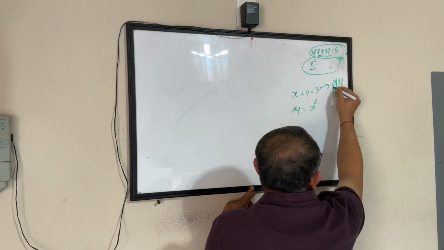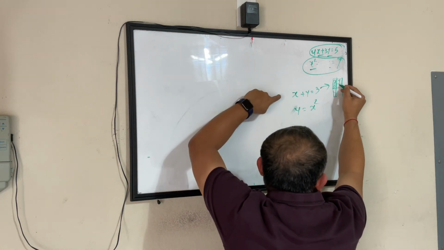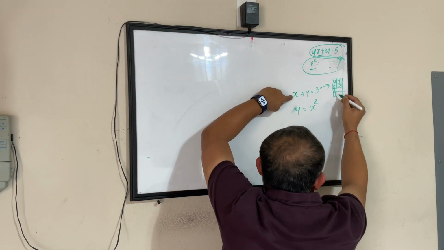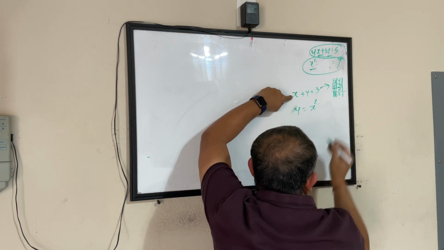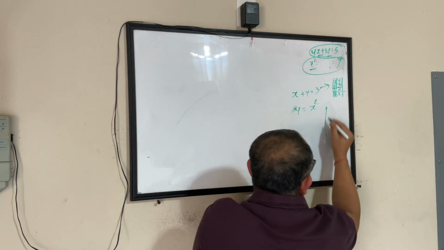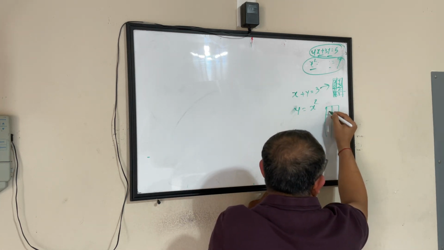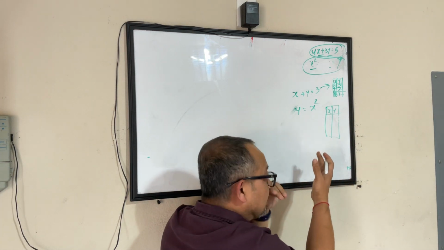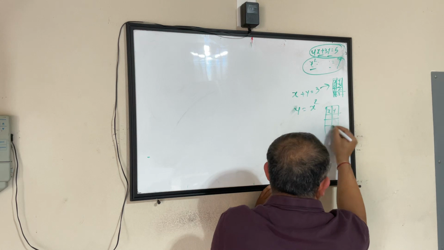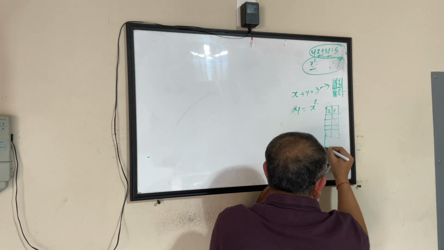X, y. When x is 0, y is 3. When x is 1, y is 2. When x is 2, y is 1. Now in this case, what happens? We'll probably pick 3-4 points because this is a suspect for a quadratic equation, right? I mean, for a parabola or something which is not linear in nature.